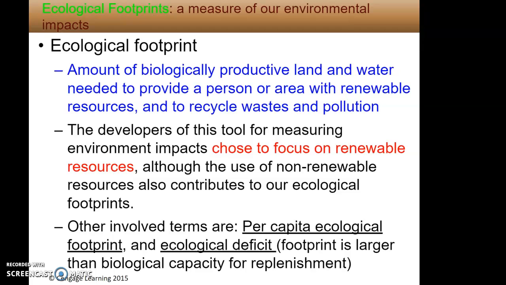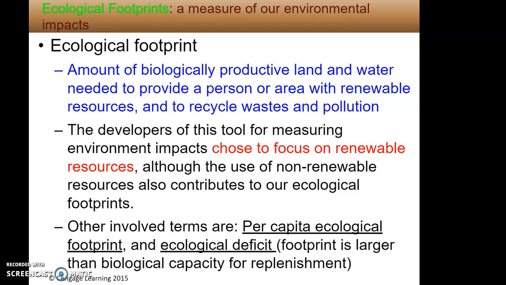Let's look at what an ecological footprint is. This is a measure of our environmental impacts. It is the amount of biologically productive land and water needed to provide a person or an area with renewable resources, and also to recycle wastes and pollution. So basically you need a piece of land, and this land would provide what you need. And also this land would be able to absorb the waste you produce. So this is the ecological footprint.